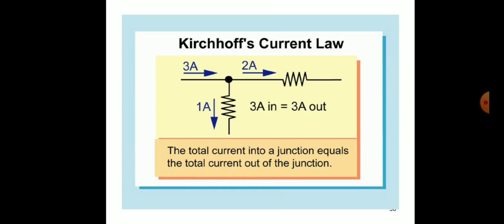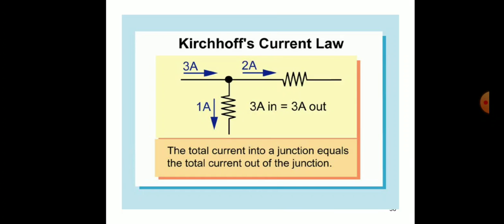At a node, the sum of the entering currents equals the sum of the leaving currents, or the sum of the currents at the junction equals 0. So like this, we can find any currents at a junction by using Kirchhoff current law. The total current into a junction equals the total current out of the junction. By using this, we can measure the unknown current.